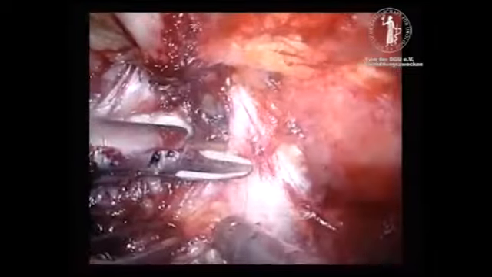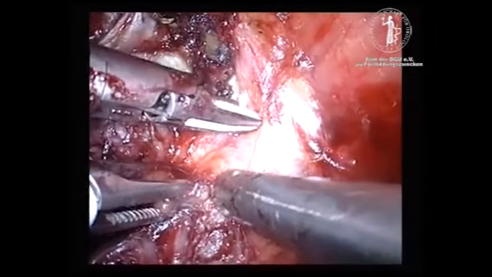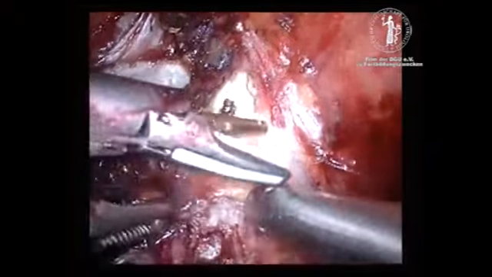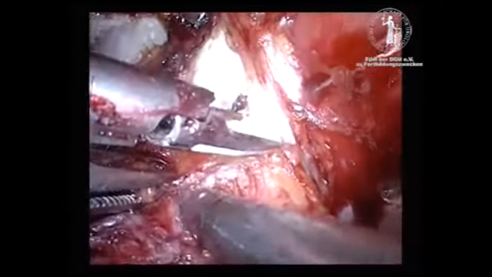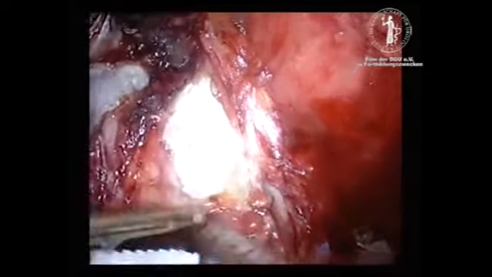The development of the plane is then continued in an ascending fashion on the right side. When you are in the right plane, you see the shiny surface of the prostatic capsule, which is easily detachable from the periprostatic fascia.